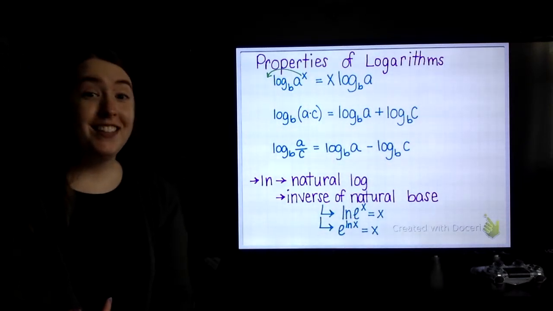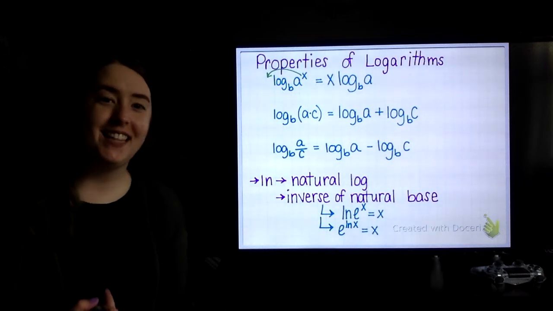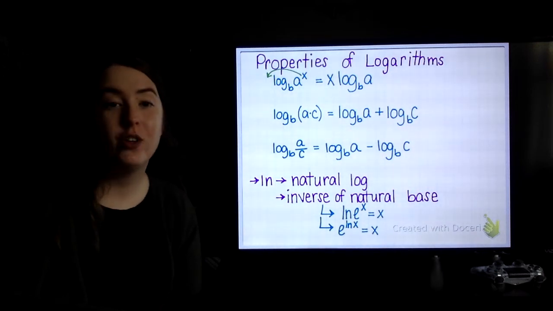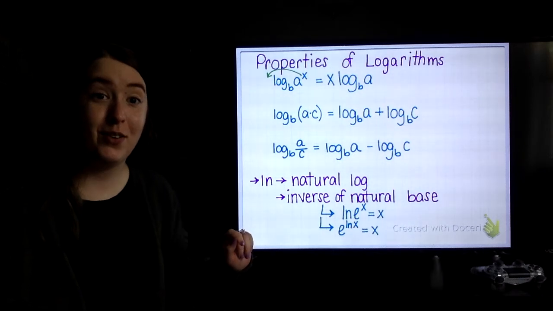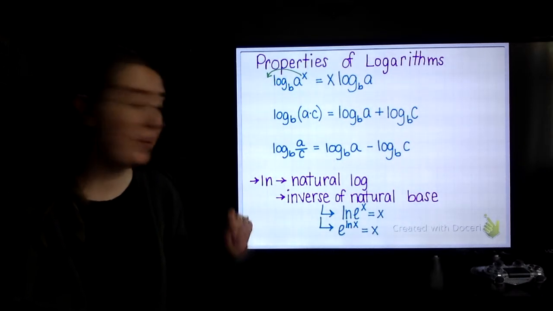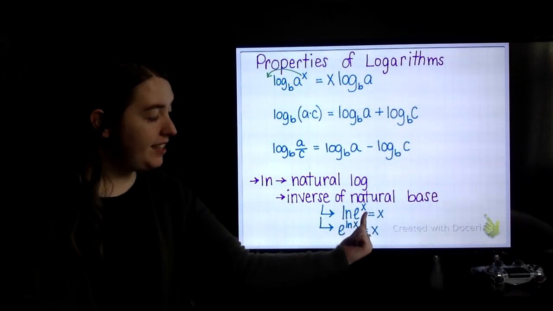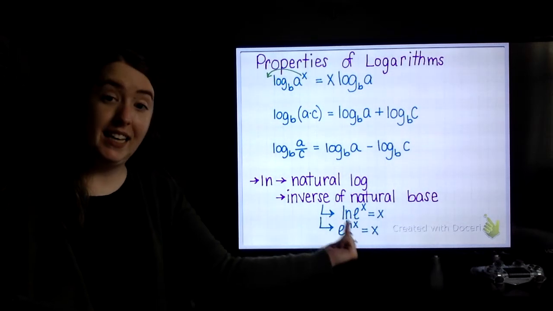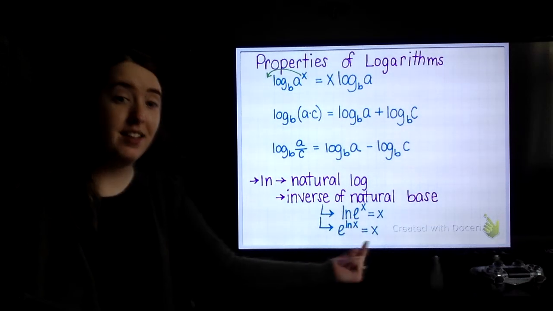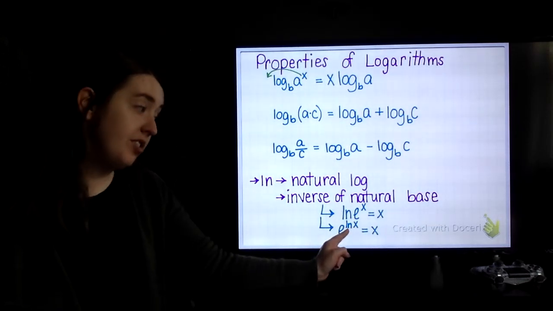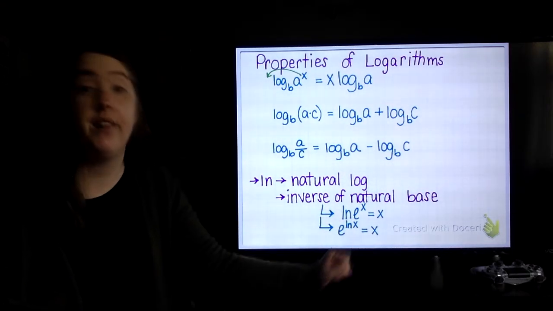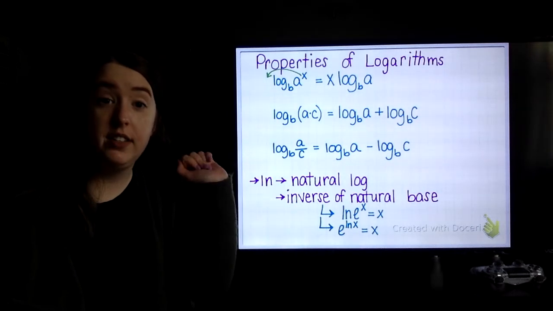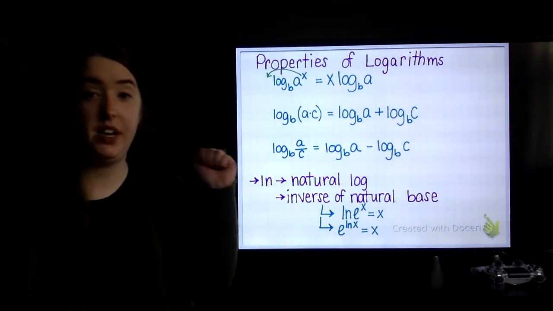So important thing to know, ln, if you see that, that's for natural log. The natural log is the inverse of the natural base. So important things to know and to note for the future, especially when you're trying to solve equations. The natural log of e to the x. Natural log and e cancel each other out, so we're just left with x. Same idea with e to the natural log of x power. E and natural log cancel each other out, so we're just left with x. So those are inverse operations, so they undo each other. That will be helpful to know.